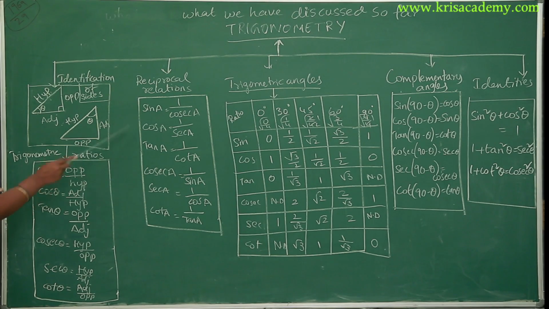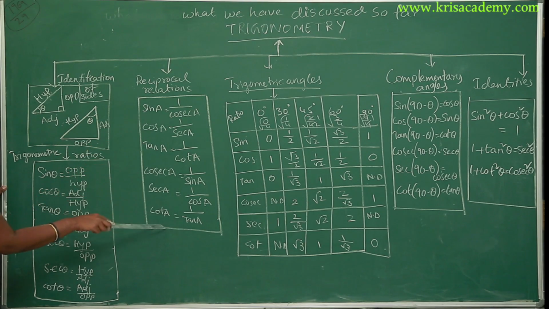Next comes the reciprocal relations. How many ratios do we have? 6, no? So here also we have 6 reciprocal relations. Sin A is equal to 1 by cosecant A. Cos A is equal to 1 by secant A. Tan A is equal to 1 by cot A. Cosecant A is equal to 1 by sin A. Secant A is equal to 1 by cos A. Cot A is equal to 1 by tan A.